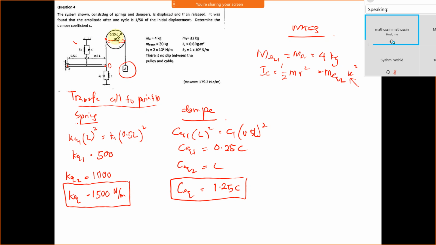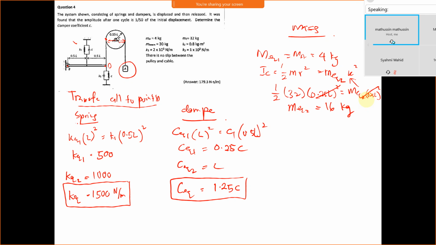So 0.25 L. So 1/2 m of this is 32 times with radius 0.25 L square equals to m equivalent 2 times 0.25 L square. So cancel out. Then kita akan dapat m equivalent 2 equals to half of mass of this lah. So which is 16 kilogram. Alright, clear?